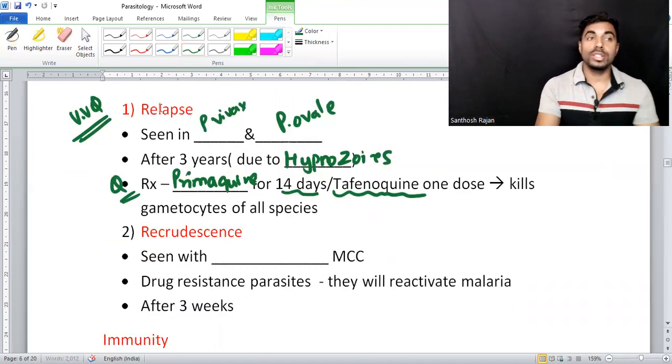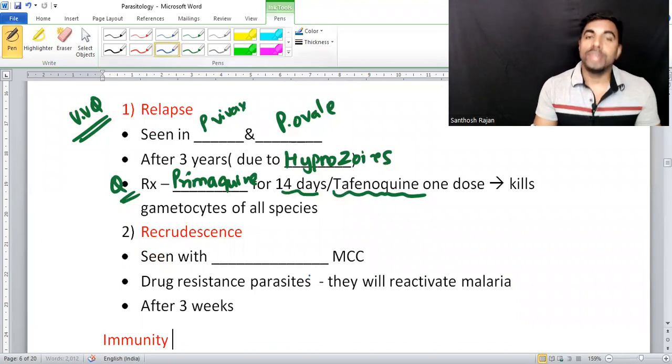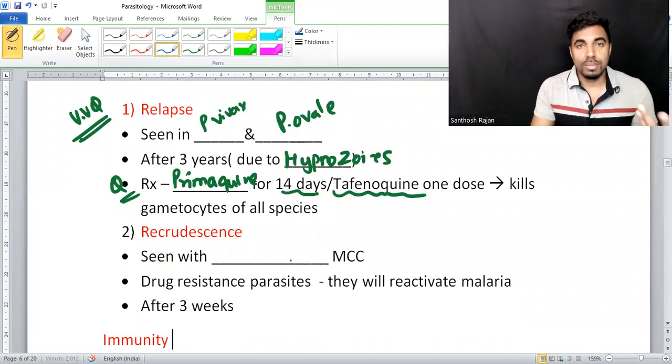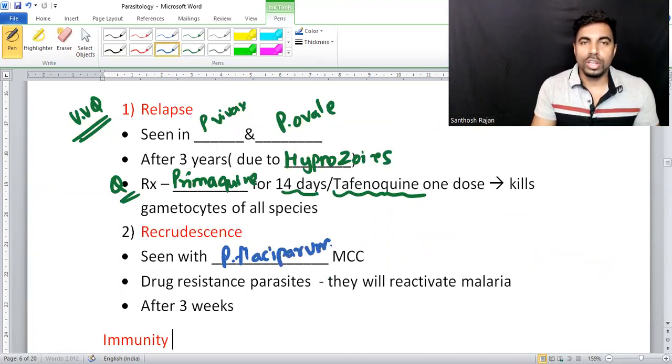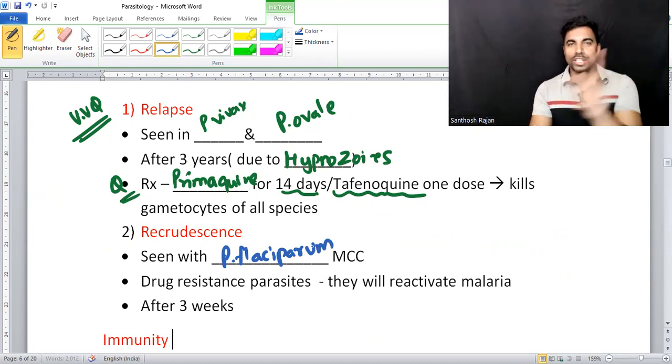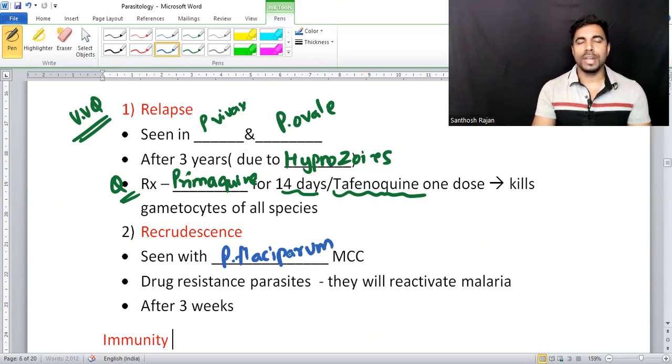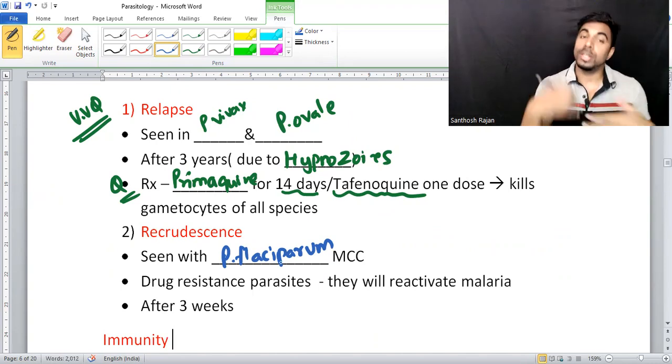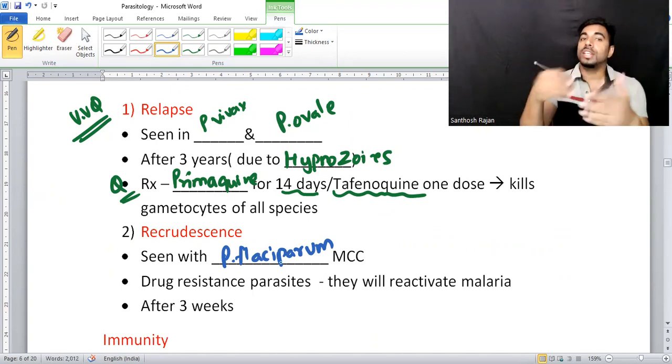Next is recrudescence. Recrudescence is different. Recrudescence happens because of drug resistance. So you can guess which is the dangerous one. Mao is dangerous. That means Plasmodium falciparum. Recrudescence is very common in Plasmodium falciparum. So what happens? The drug-resistant parasites get reactivated. You're trying to treat it, but it's developing resistance.